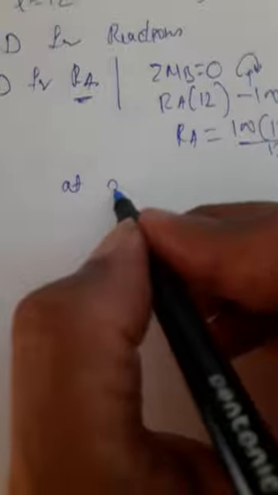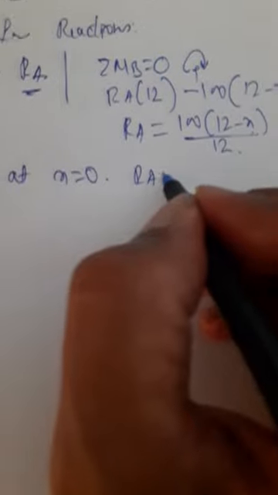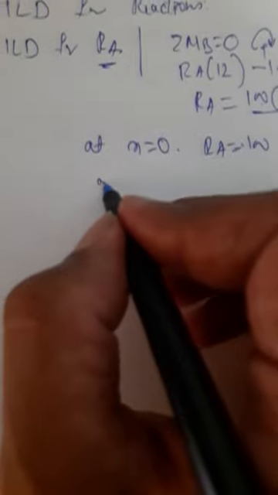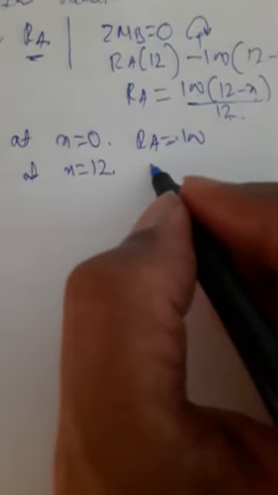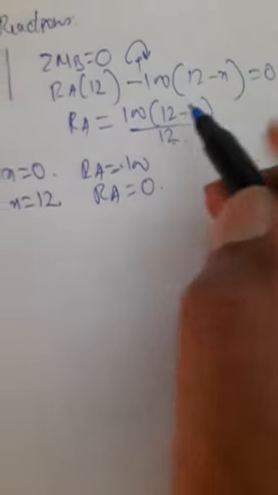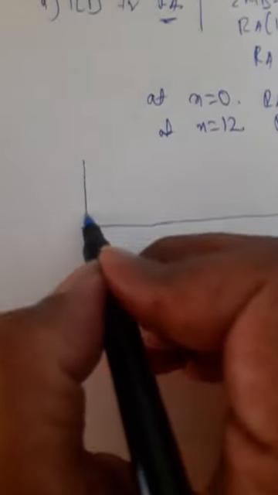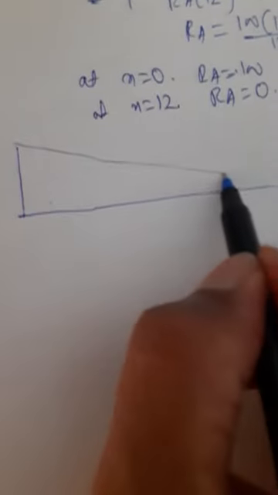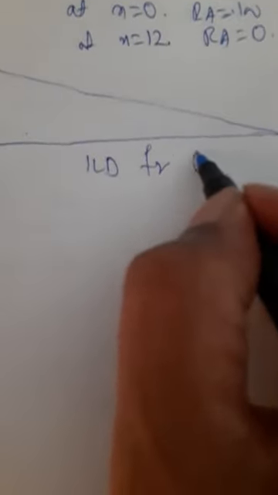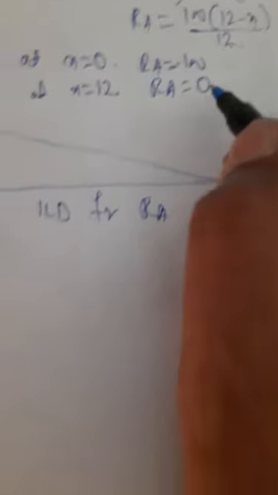At x is equal to 0, substitute x is equal to 0 here. You have RA is equal to 100. 100 into 12 divided by 12, 100. At x is equal to 12, RA is equal to 0. Substitute x is equal to 12 here, this becomes 0. Now draw a line diagram. This is ILD for RA. At A it is 100, at B it is 0.